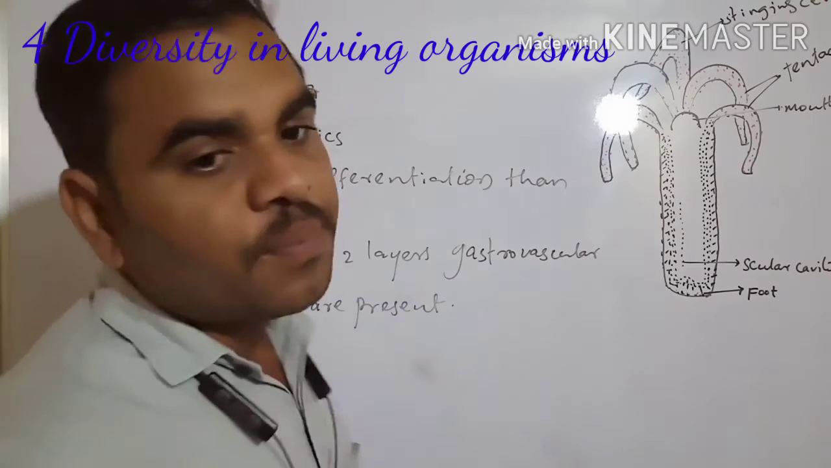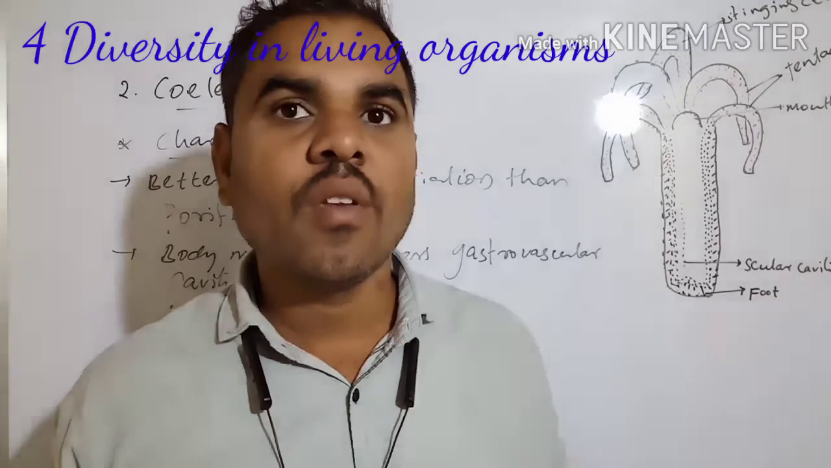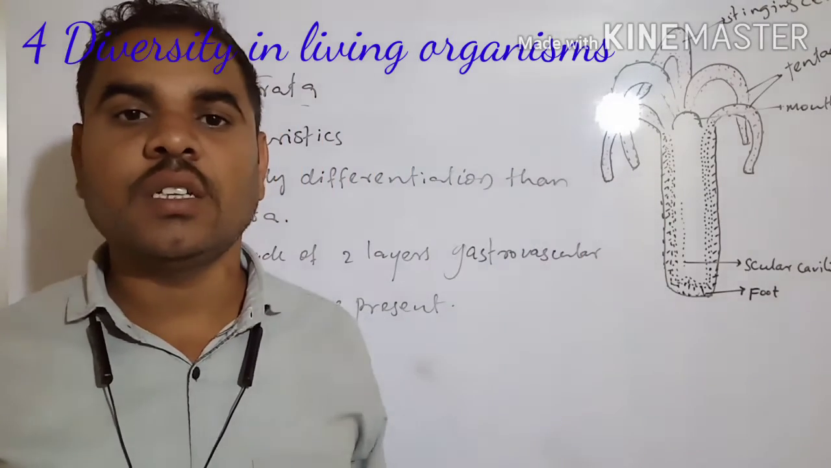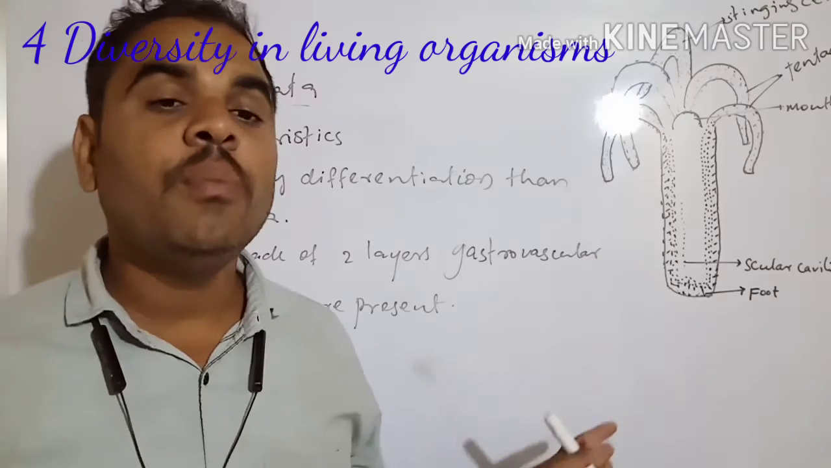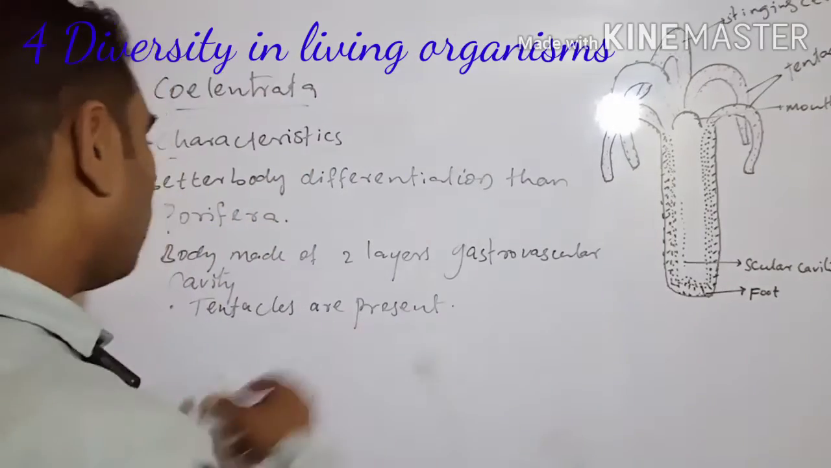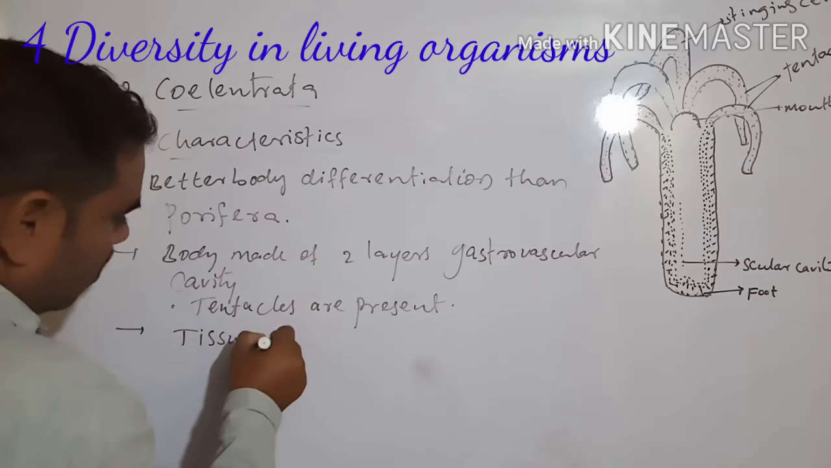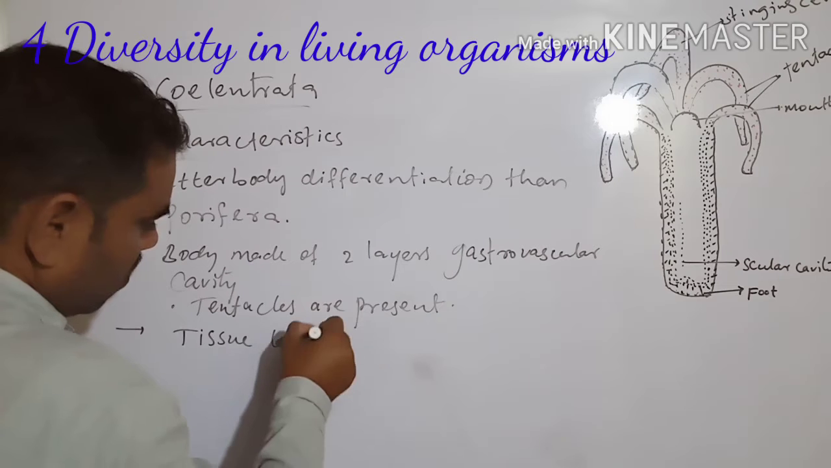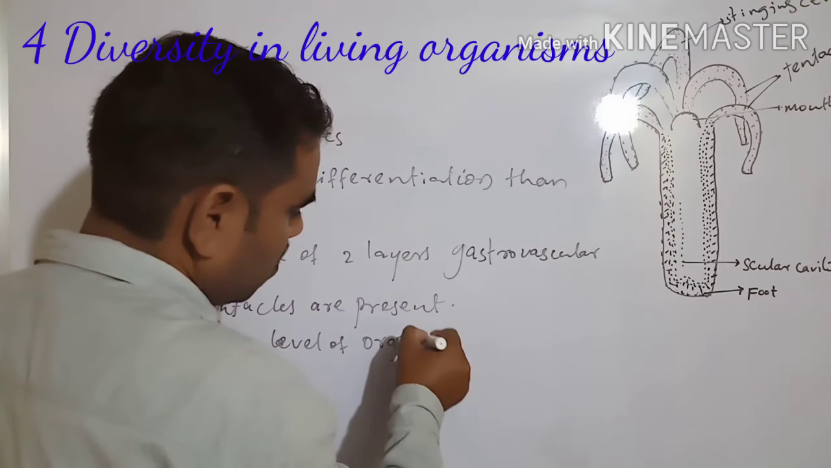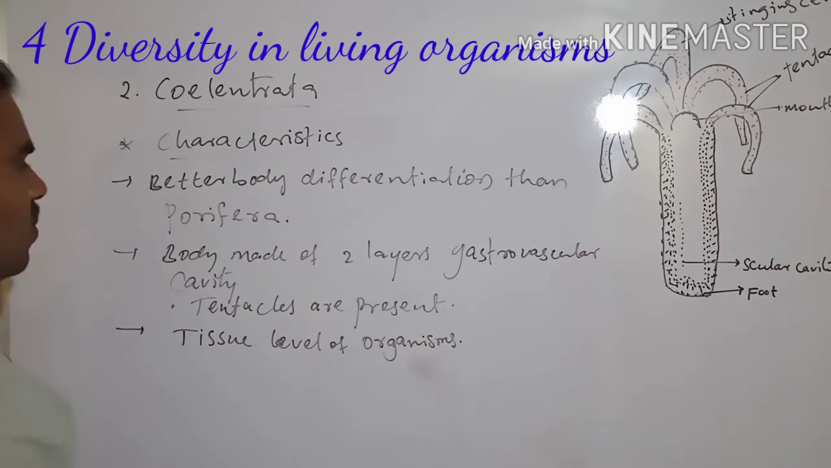Next, we have to see the tissue level of organization. Porifera has a cellular level of organization. These organisms are more developed, and this is a tissue level of organization. These are tissue level organisms.